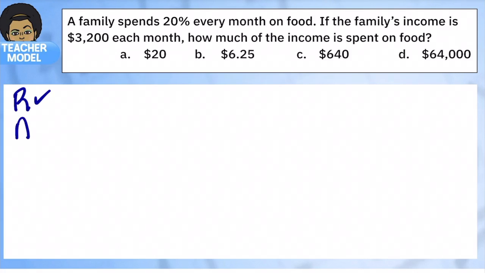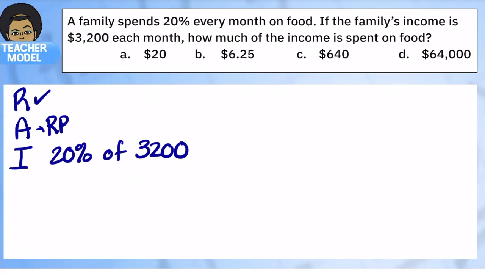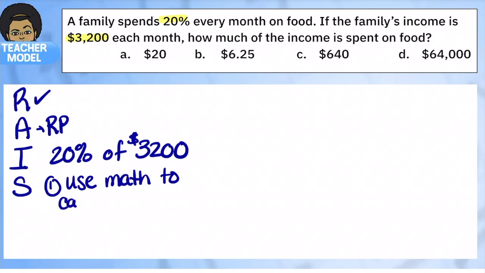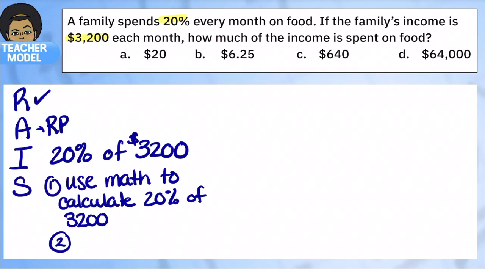We read the question. This is absolutely an RP question. The important information for us to have here is that we want to know what is 20% of $3,200. That's what we're trying to figure out, 20% of that amount. So here's my strategy. I'm going to try and show both, but I'll try the first one first. Use math to calculate 20% of 3,200. And I also tried using it as a multiplication sentence.